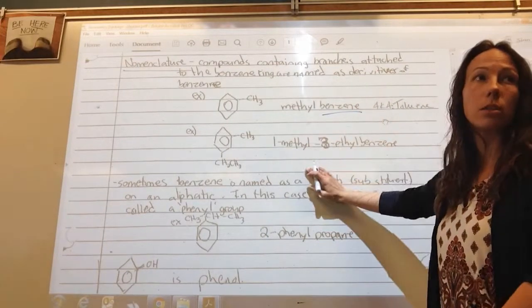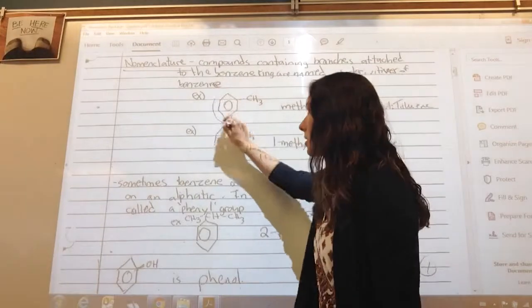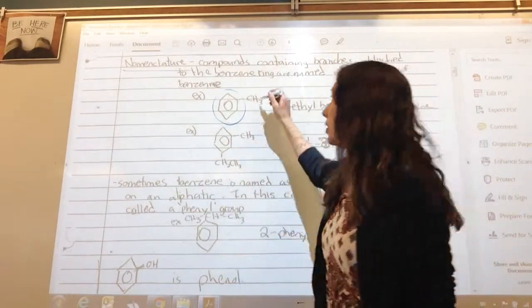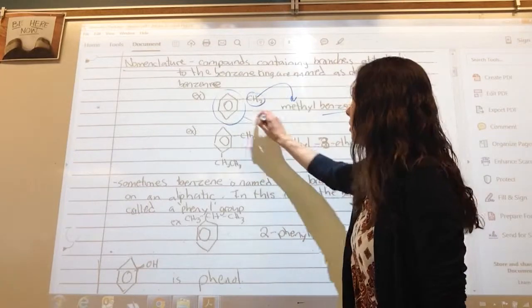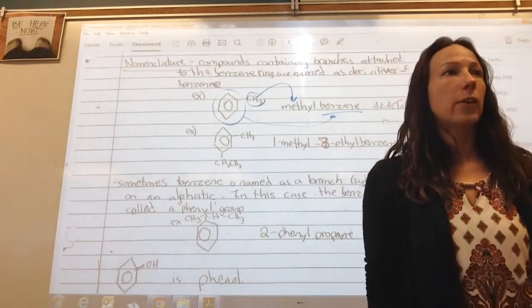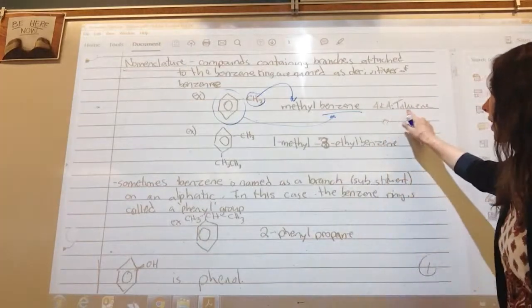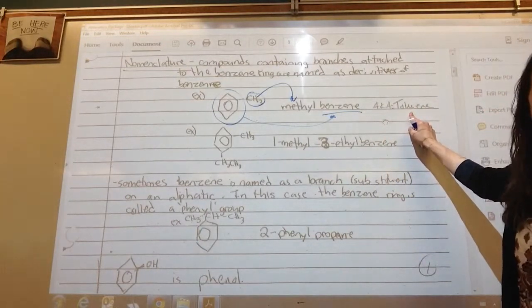So let's just look at these ones. Main star attraction. Here's my benzene, my bracelet. Here's my charm hanging off of it. So it's called methyl benzene. Everybody fine with that? AKA toluene. Do you know what toluene is?